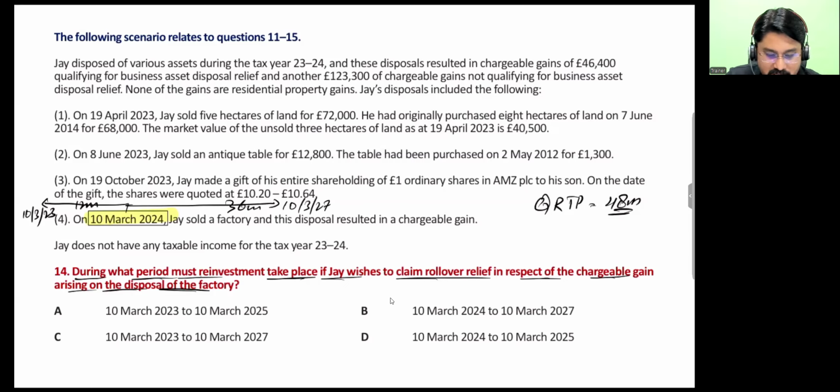So based on these discussion points, we can say that if the person has disposed of any asset on this date and wants to claim the relief, then the reinvestment must be made in between these two dates. And both of these dates can be found in option C, 10th March 23 to 10th March 27. So that's the total qualifying reinvestment time period. Correct option is option C.